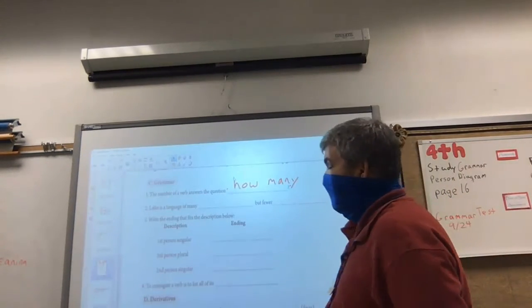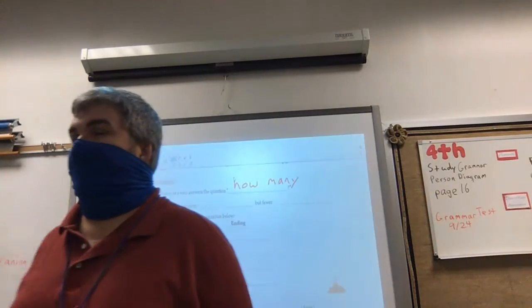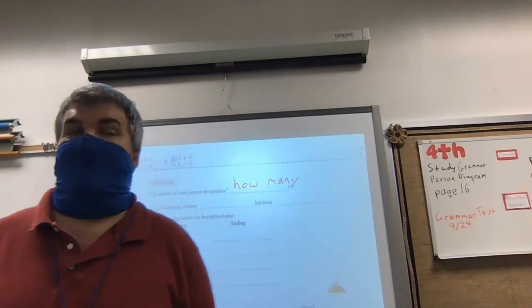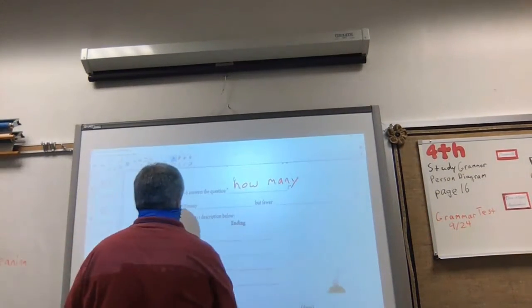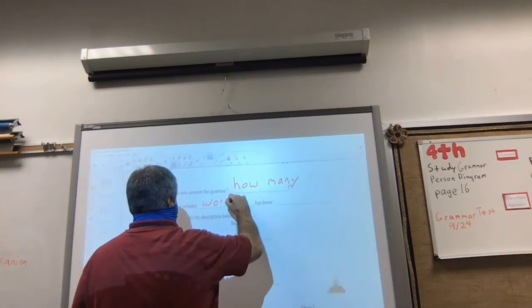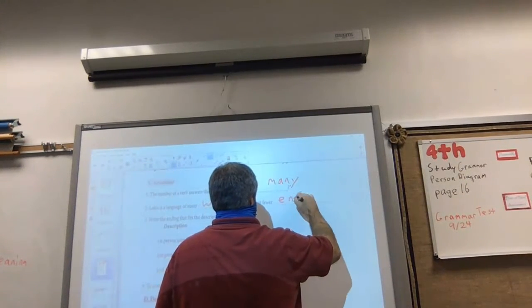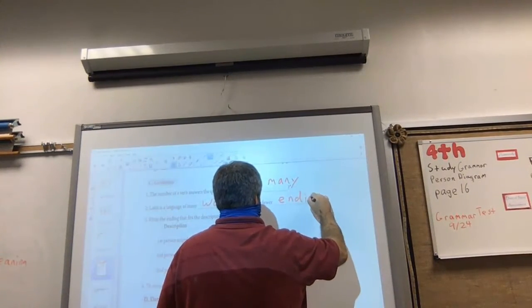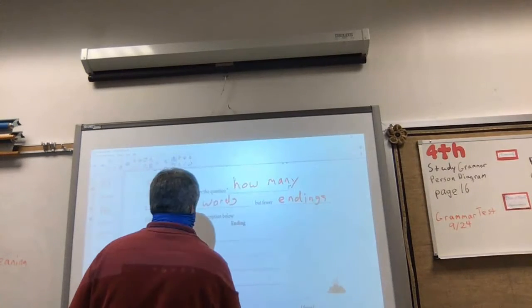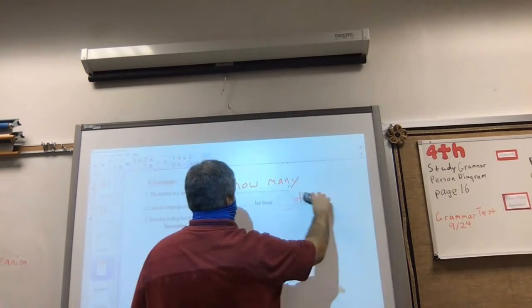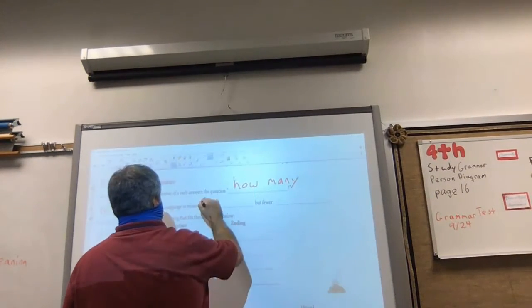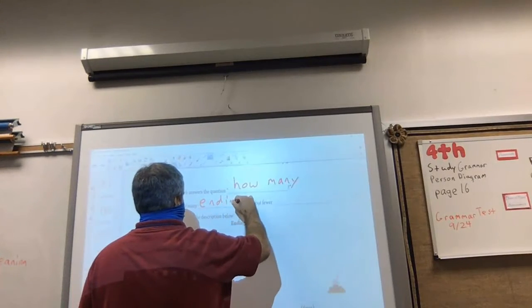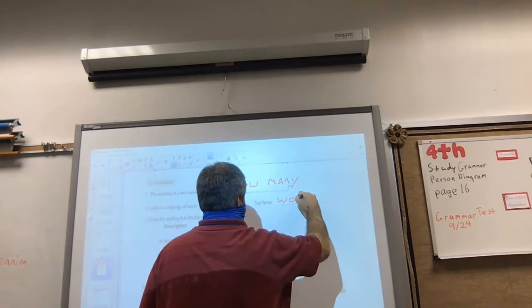Okay, now the book is getting super duper sneaky on you. Latin is the language of many blank but fewer blank. Levi. Many words but fewer endings. Now, some of you at this point, I could tell. Actually, you got it backwards, Levi. It's the other way around. Now I got it right. Many endings but fewer words.